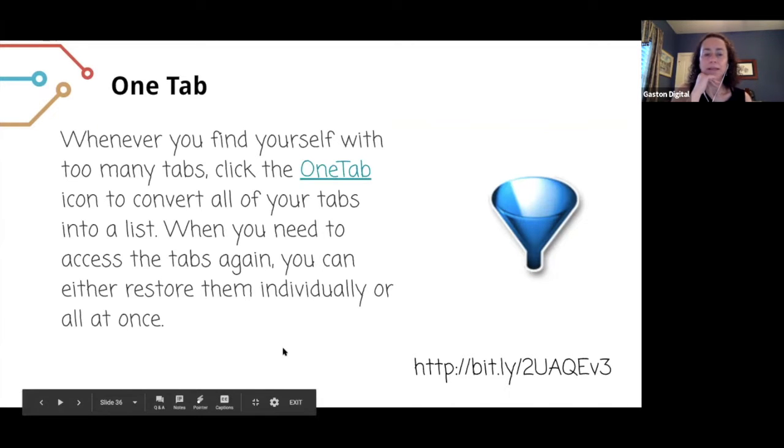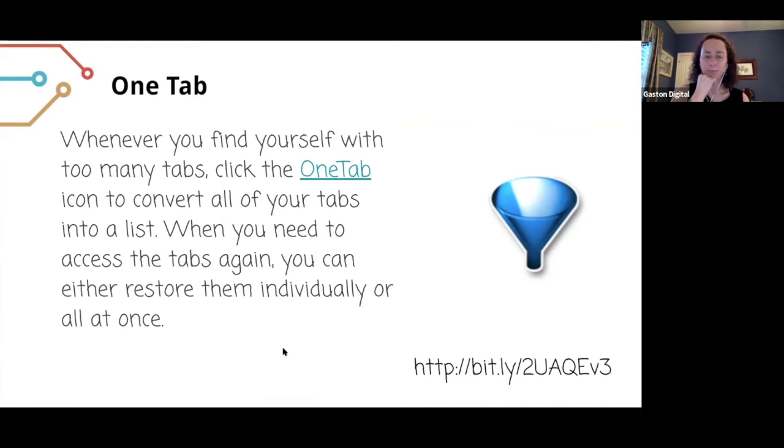One Tab. If you are one of those people, present company included, who have lots of tabs open at one time and you want to consolidate them all instead of having thousands of tabs open across your Chrome browser, then you can use One Tab. What that does is take all of your open tabs and make a list of them. And you can click on them one at a time and go back to those, or you can restore them all at once.